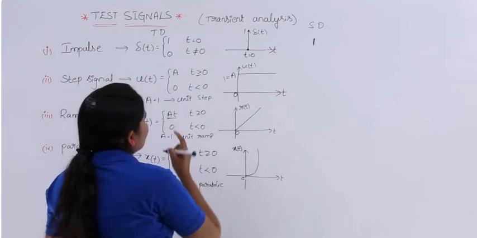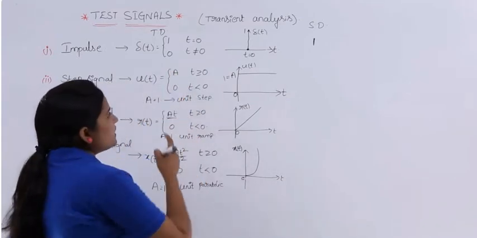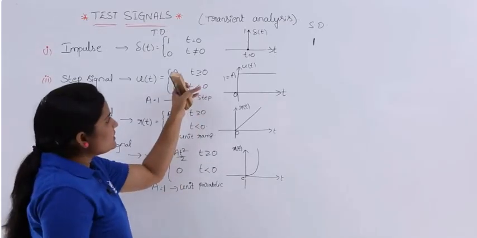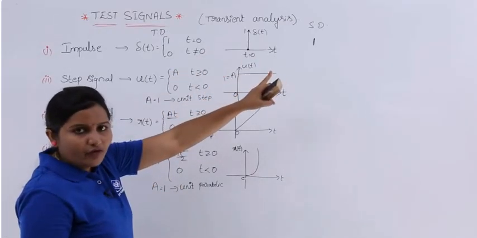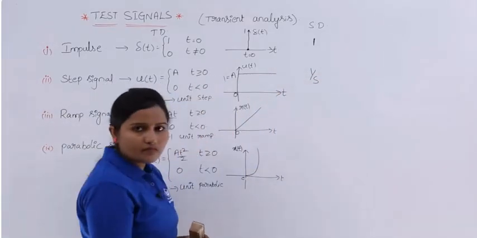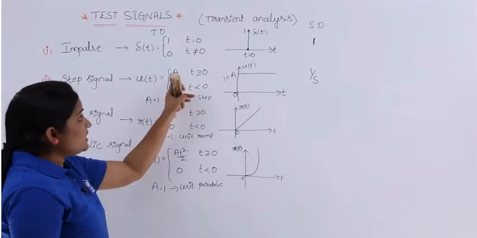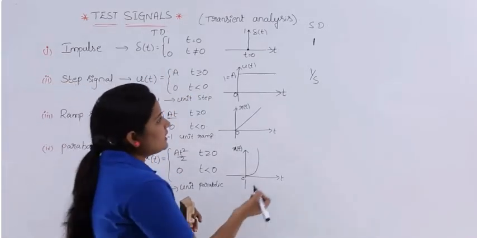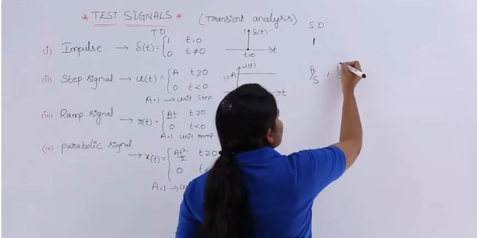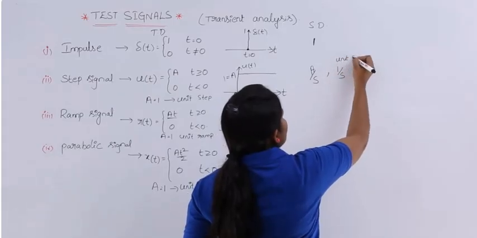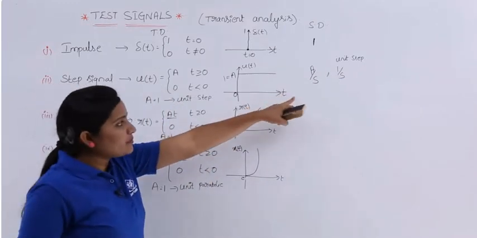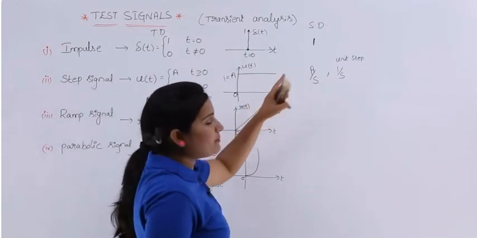Coming to the step signal u of t, which is equal to a. For u of t, the Laplace transform is 1 by s, or a by s if you have an amplitude a. If a is equal to 1, you consider 1 by s. This is for the unit step transform. If you have an amplitude, in the S domain also you will get that amplitude.